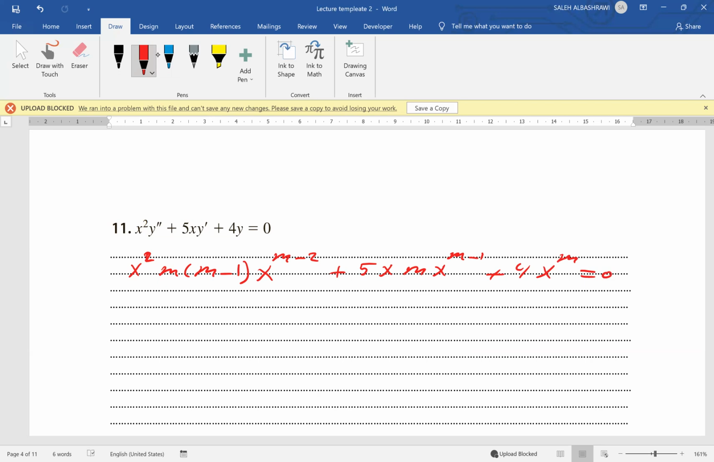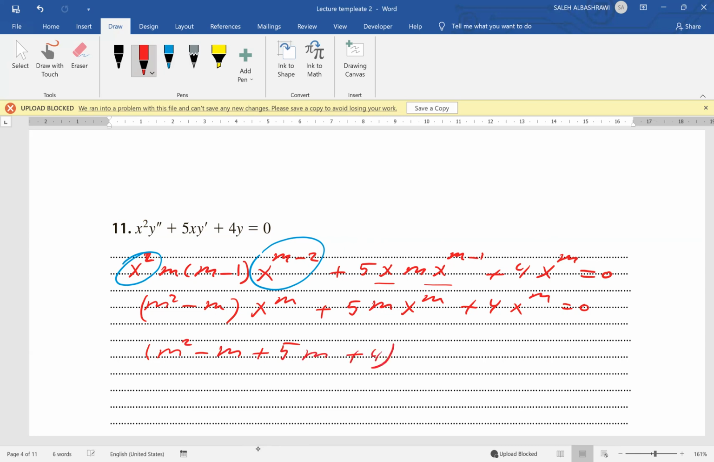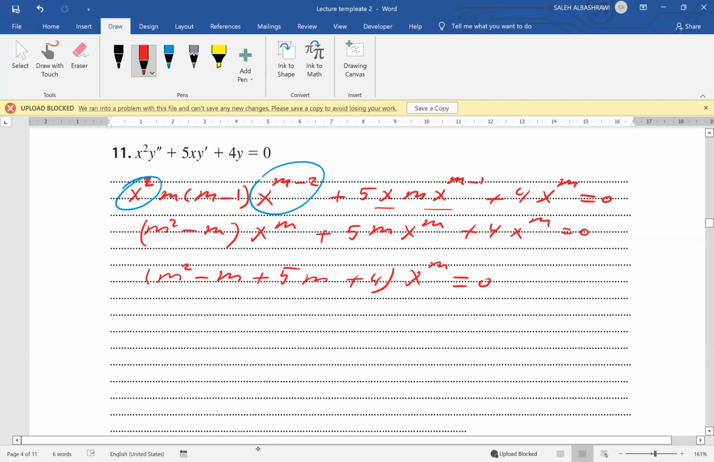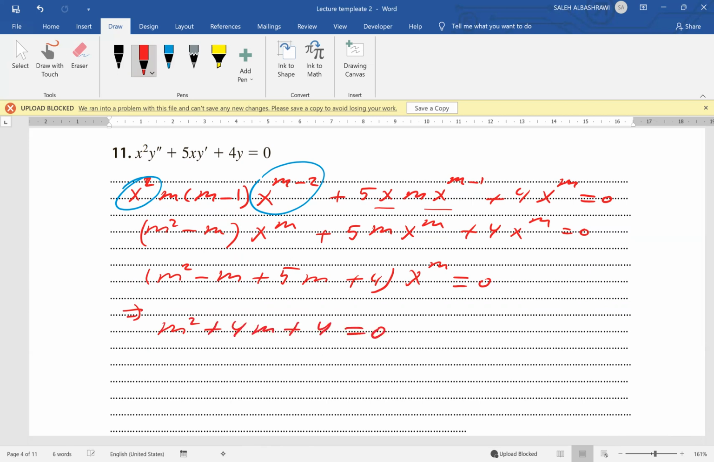So I will have m squared. We multiply this one with this, and also open the bracket, I will have m squared minus m multiplied by x to power m, plus x times x to power m minus 1 will give me 5m x to power m, plus 4 x to power m equal to 0. Take x to power m as a common factor, we will have m squared minus m plus 5m plus 4, times x to power m, equal to 0. So the auxiliary equation now will be what is inside the bracket. This will give me m squared plus 4m plus 4 equal to 0.